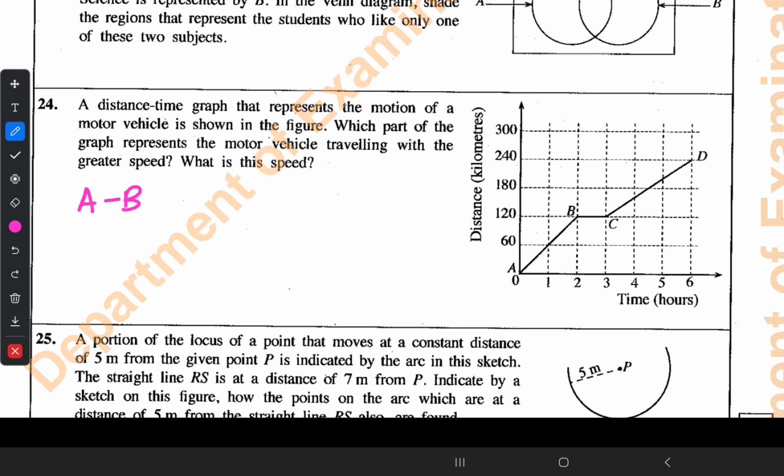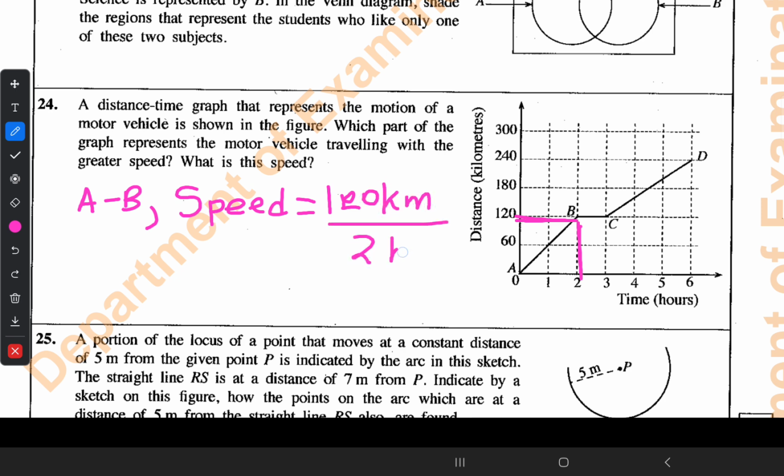To find speed, speed equals the distance covered in this region. So 120 kilometers within 2 hours. So 120 kilometers divided by 2 hours. When you simplify, that will give you 60 kilometers per hour. That is the speed in the AB region.